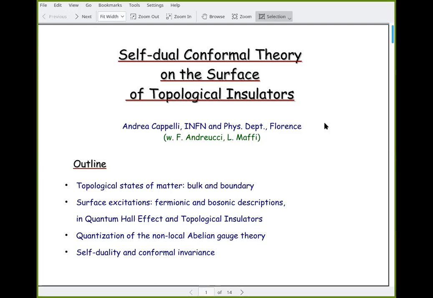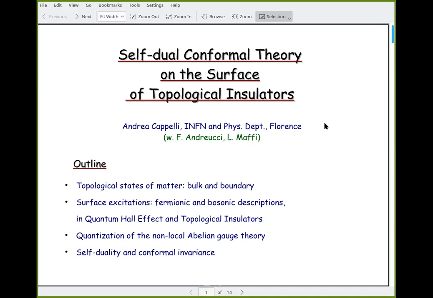Well, we are discussing topological states of matter. We will see that topological states are cases in which we can use effective field theory. And this effective field theory is kind of special because it's in general a gauge theory, actually a topological gauge theory. So it has its own peculiarities.